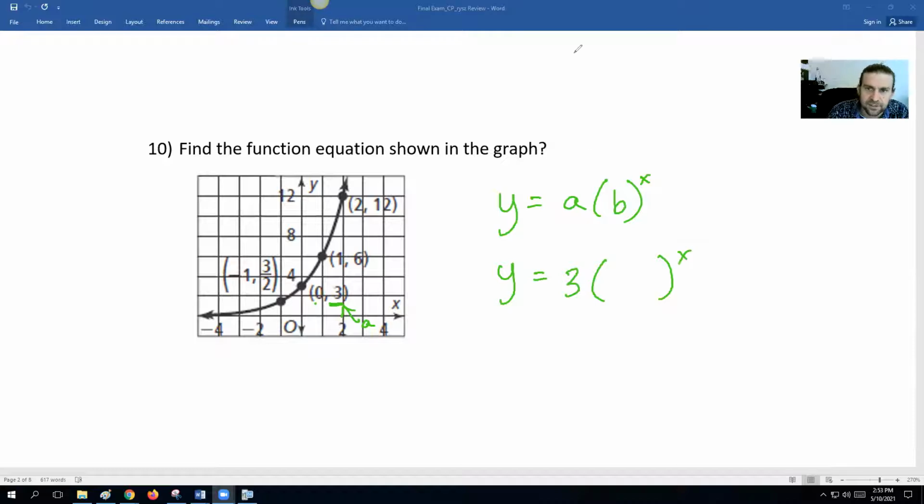The next thing we're going to do, to find out b, is figure out how we multiply. How do we go from 3 to 6? We times by 2. How do we go from 6 to 12? Times by 2. Technically, if we go from 3/2 to 3, we times by 2. Each time we're timesing by 2, so there's the answer. It'd be 3 times 2 to the x power.